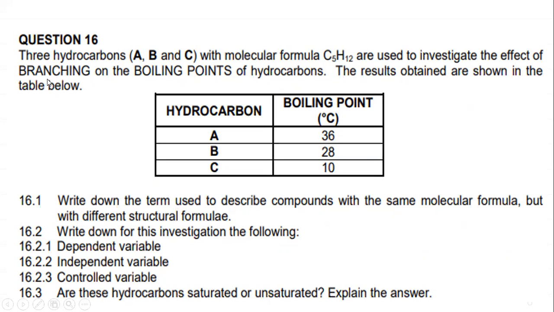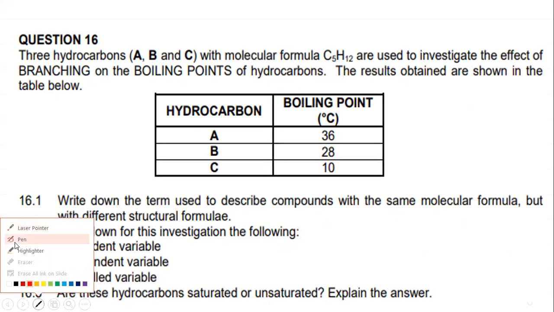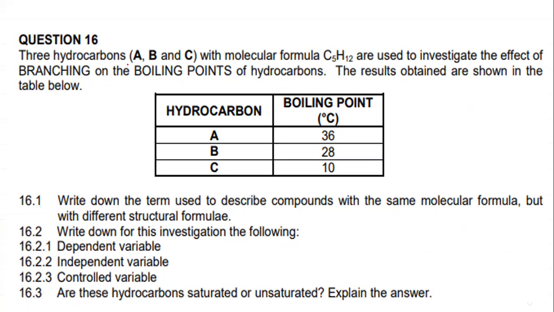Now, we are given a scenario here. They tell us three hydrocarbons, A, B, and C, with molecular formula C5H12 are used to investigate the effect of branching on the boiling point of hydrocarbons. The results obtained are shown in the table below. Now, I've read it once, and there isn't much that one picks up, and hence you go back to the question, read it slowly, and highlight what is important.